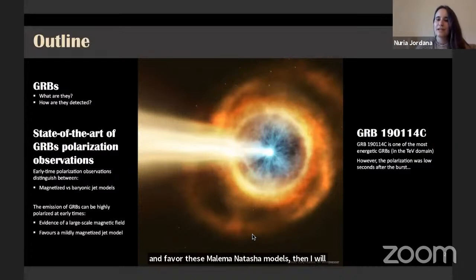Then I will mention this case, this GRB called 190114C, which was one of the most energetic GRBs ever detected. It was detected in the sub-electron volt domain. And the only issue is that these polarization observations contrast with previous ones because the polarization was very low seconds after the burst.